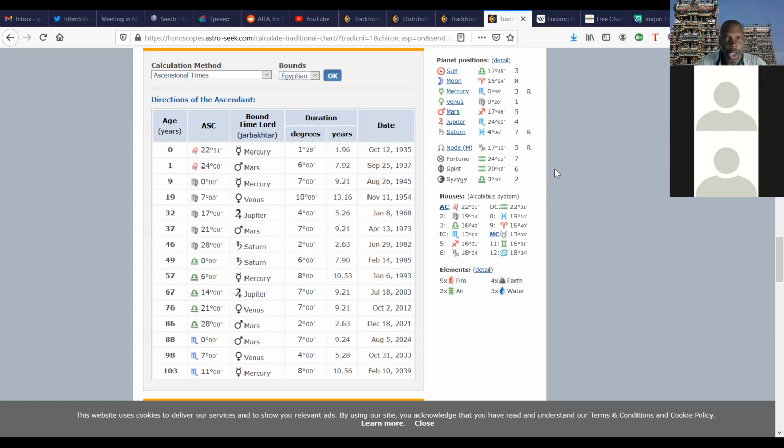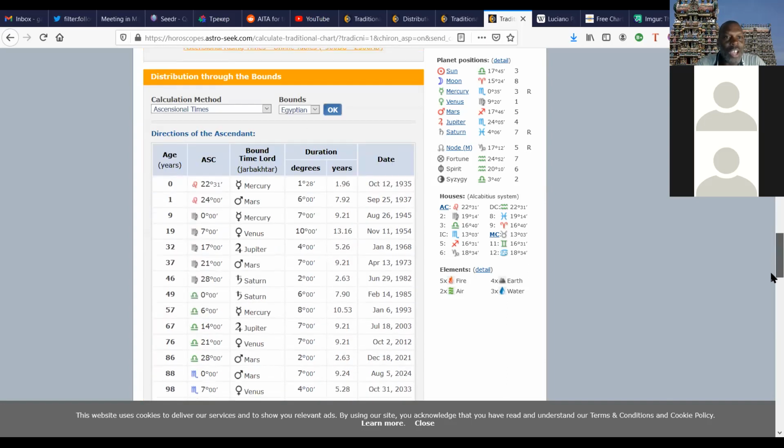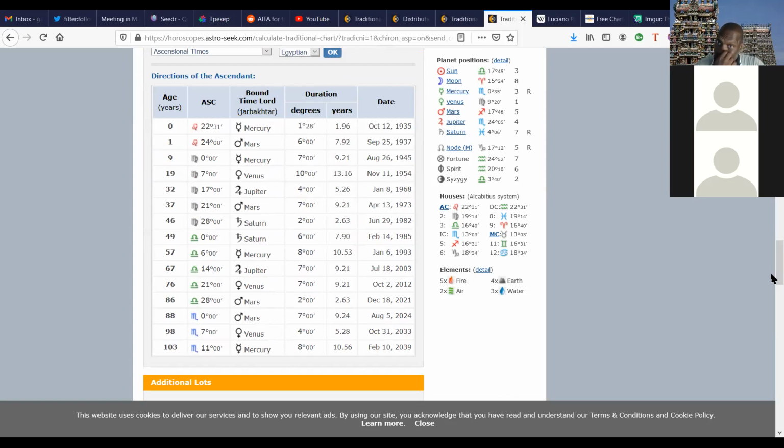Yes, I have. I'm scrolling down and trying to find this section. It should say directions of the ascendant. Can you see that? Yes, I see it now. Let's look at the very last column, which says date. You're going to come down to wherever is 2021 and find out where we are now and find out the planet that represents.